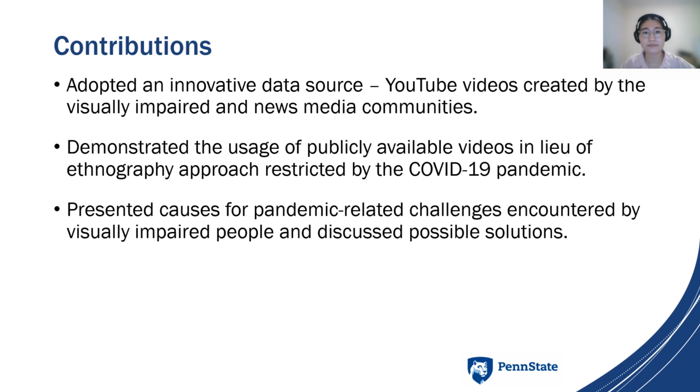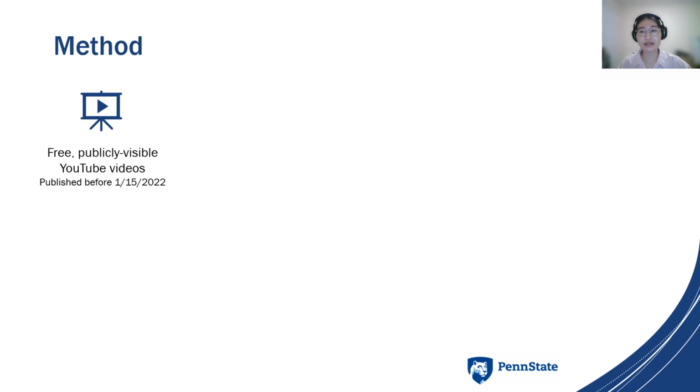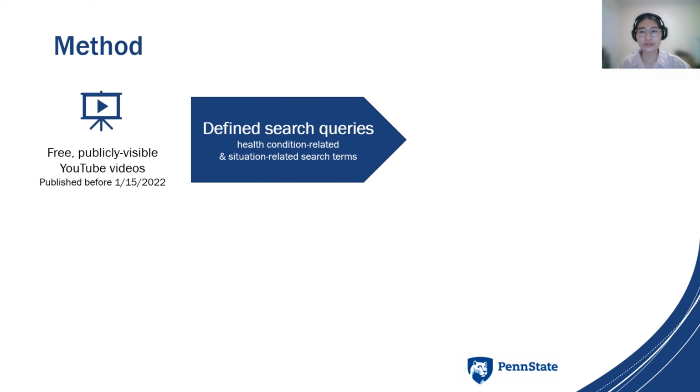COVID-19 pandemic. We selected a collection of free, publicly visible YouTube videos that were published before January 15, 2022. First, we defined a set of search queries by combining health condition-related search terms such as blind, visual impairments, visually impaired, with situation-related search terms such as coronavirus, COVID-19, COVID, quarantine, lockdown, and self-isolation.